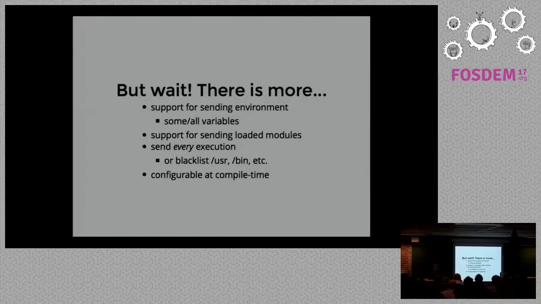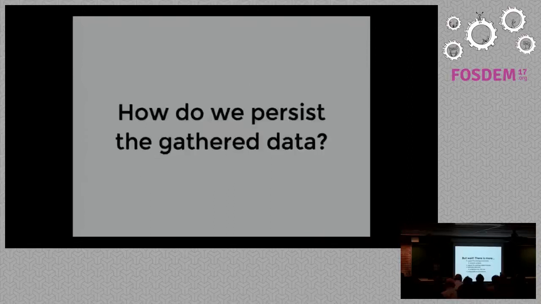including other stuff. For example, it does the environment. OGRT is very configurable, so at compile time, your sysadmin decides what he wants to monitor. You can send certain environment variables where you know that there are problems. You can do all environment variables. You can send the loaded modules. You can decide to blacklist some stuff, for example, /usr/bin, because you don't want to track ls. So that can be done.